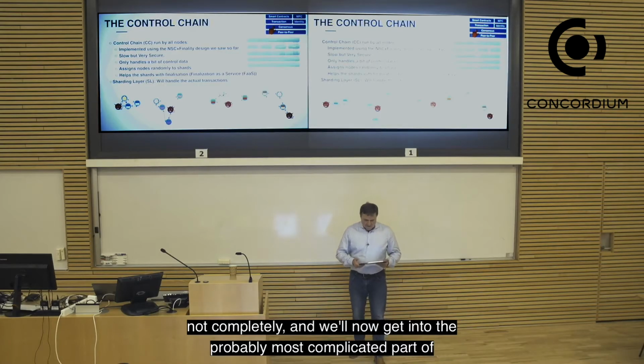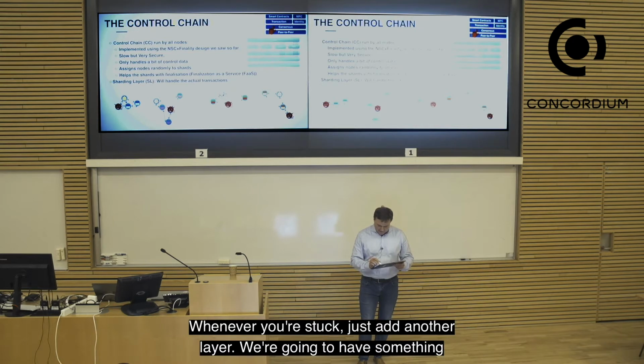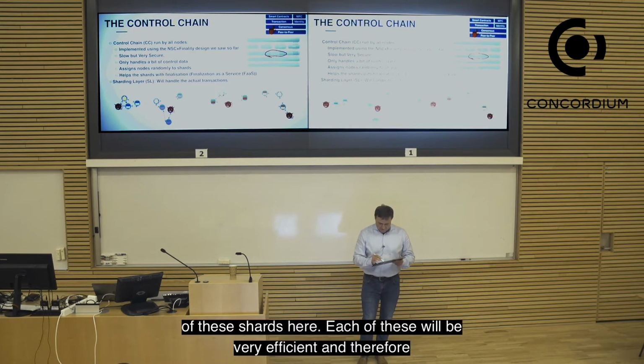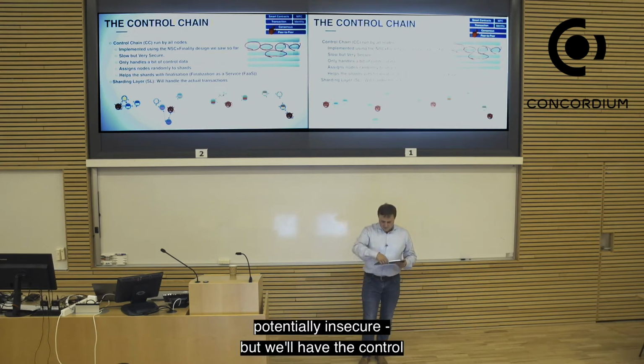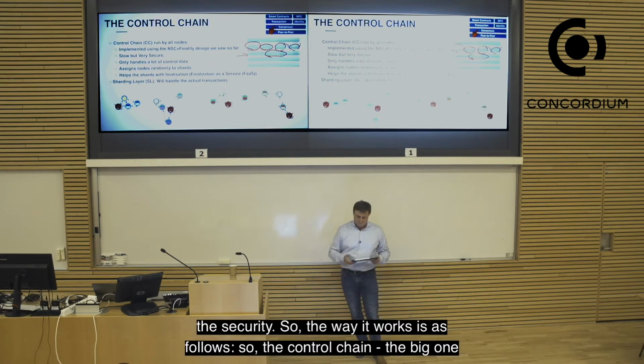Well, not completely, and we'll now get into probably the most complicated part of this thing here. We'll just add another layer. Whenever you're stuck, just add another layer. We're going to have something here that's called the control chain. And on top of it, it will be running a lot of these shards. Each of these will be very, very efficient and therefore potentially insecure. But we'll have the control chain underlying here, which will be very secure and slow, but kind of hedging the security. So the way it works is as follows.